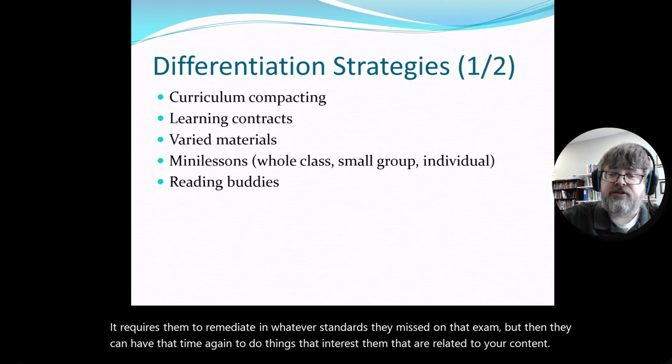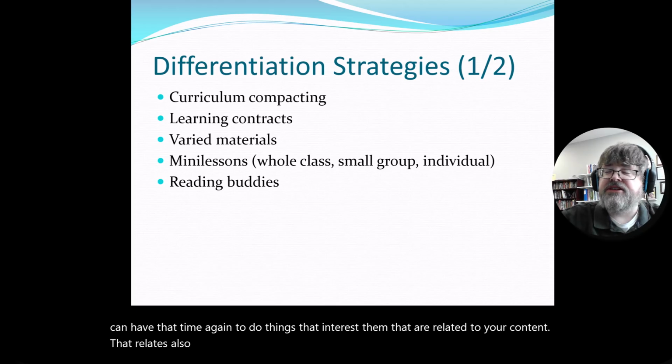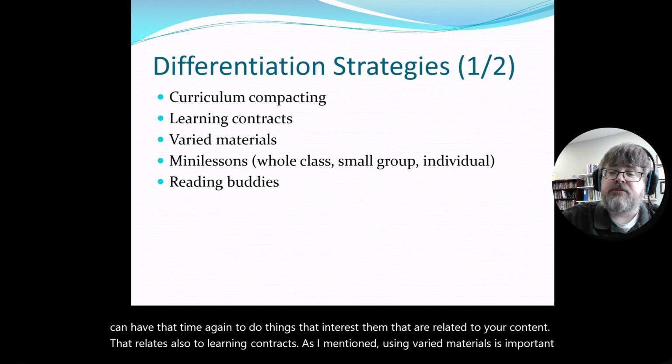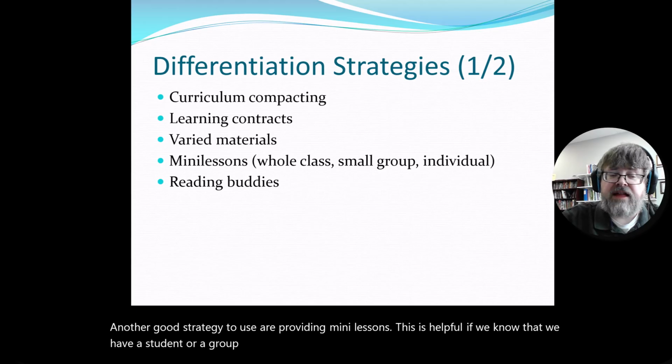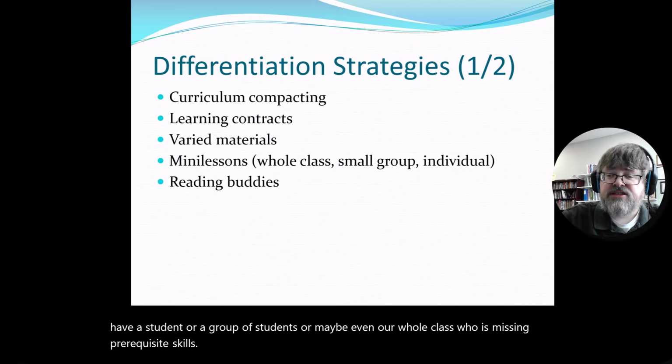That relates also to learning contracts. As I mentioned, using varied materials is important. Another good strategy to use is providing mini lessons. This is helpful if we know that we have a student or a group of students, or maybe even our whole class who is missing prerequisite skills. We can provide a mini lesson on those skills.